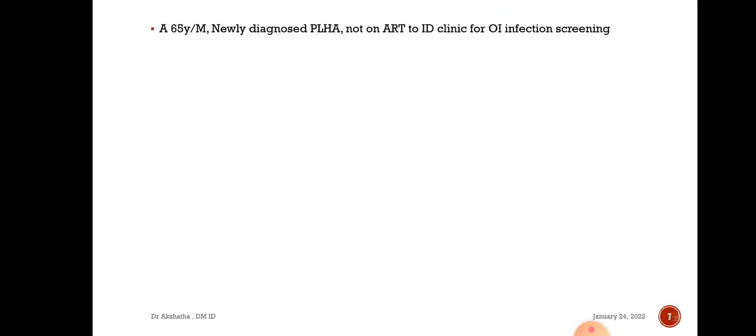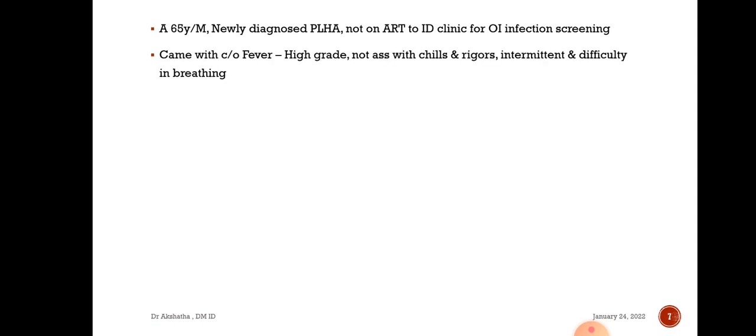So first, we will begin with a case. A 65-year-old male, newly diagnosed PLHA who has not yet started on ART, presents to your ID clinic for screening for opportunistic infection. When inquired, he had a history of fever which was high grade and not associated with chills and rigors. This fever was intermittent, and was associated with difficulty in breathing.